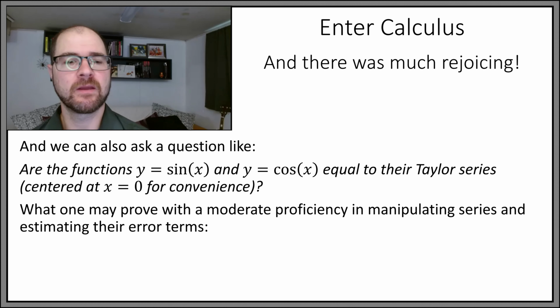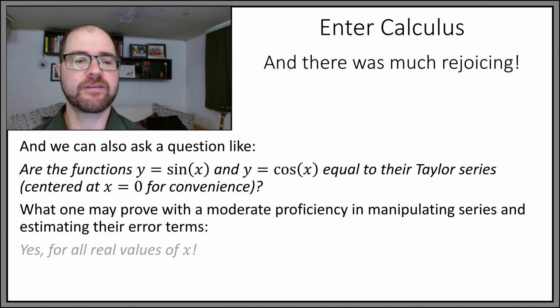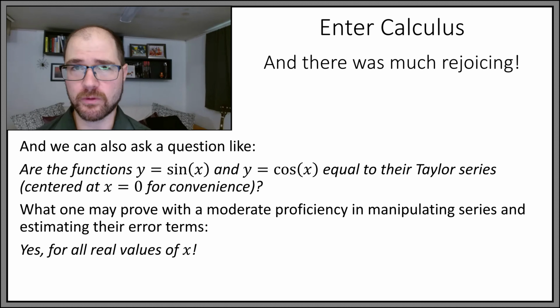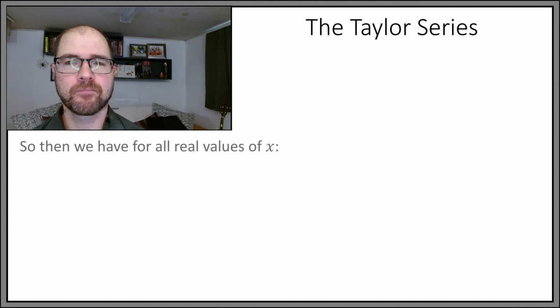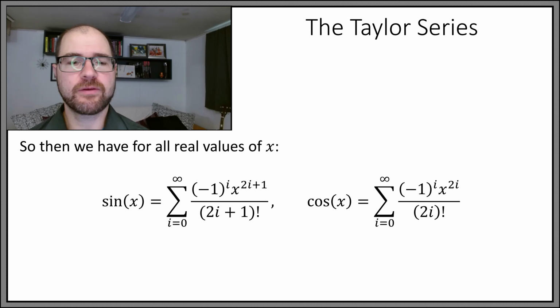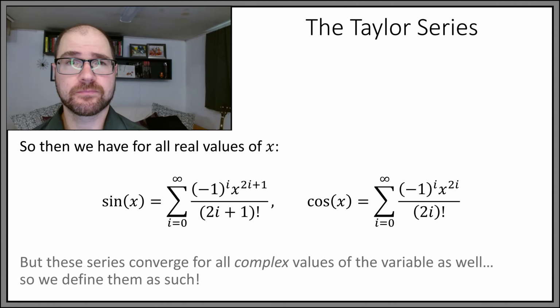Are they? So what you can prove with a little bit of manipulating series is that yes, sine and cosine are equal to their Taylor series for all values of x. It actually does not matter where you center these Taylor series, but they tend to be centered at 0. So for all real values of x, we get the following power series for sine and cosine.